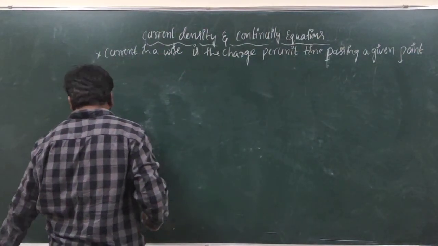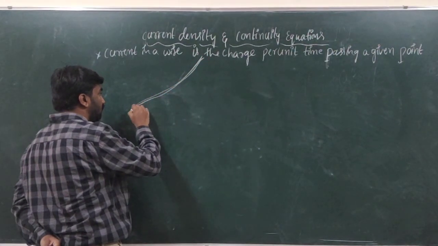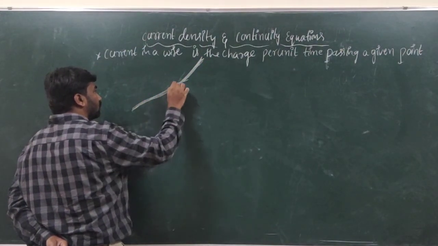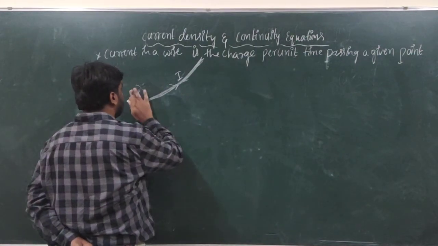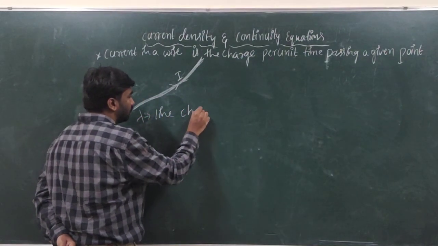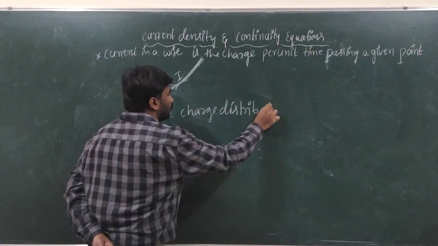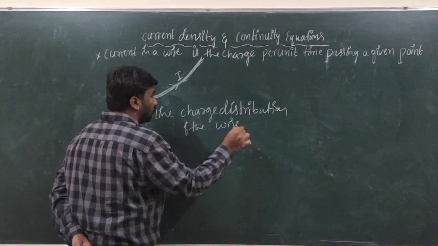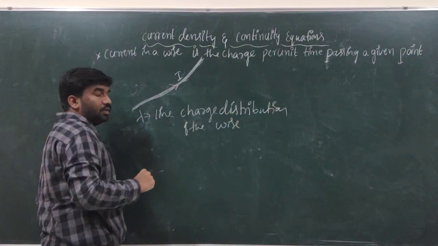Let us take a small length wire. In this wire, a current I is passing, where lambda represents the line charge distribution of the wire. Here I am going to calculate the magnetic force on this moving current wire.